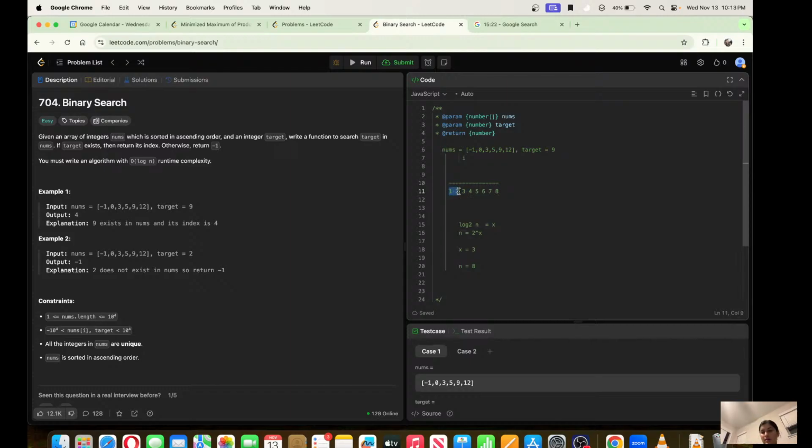So that is why it is log, because it cuts by half every time, divide by 2, divide by 2. So if n is equal to 2 to the power x, then x should be equal to log n. So that is why log n is the answer.